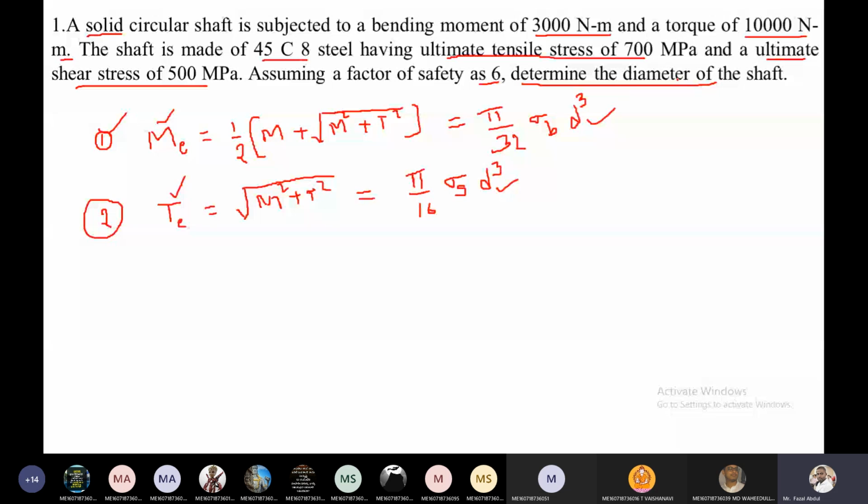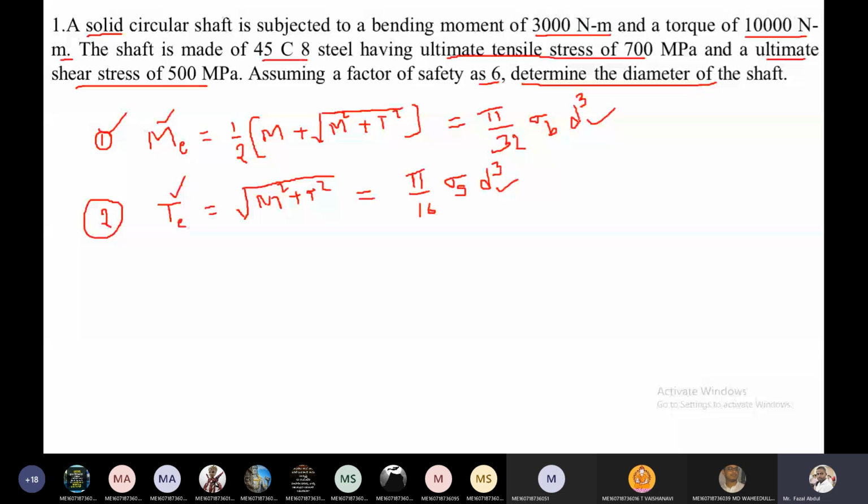Shaft. Now we use these two equations, because when the shaft is subjected to a combination of bending and torsion, these two equations need to be used. That is the rule. So what is the equation? Equivalent bending moment, Me equals 1 by 2 into M plus square root of M square plus T square. This equivalent bending moment is nothing but pi by 32 into sigma b into d cube.